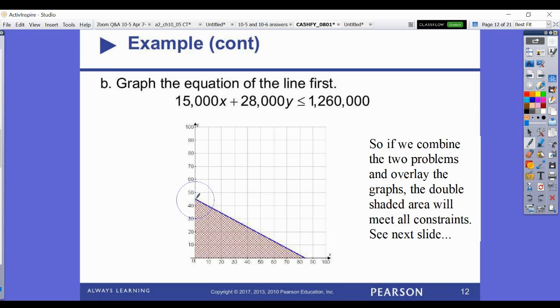I can buy 45 mid-sized cars, and that would equal that much money. So then I wouldn't have any money left to buy any more compact cars. Or I can buy 82, I'm not sure what, 83 maybe, compact cars and no mid-size. Or I can buy any of these combinations. I could buy 10 of each, and I would definitely stay under that restriction.